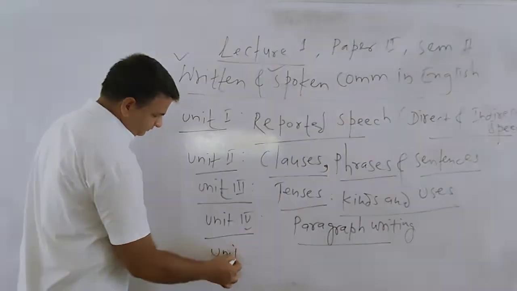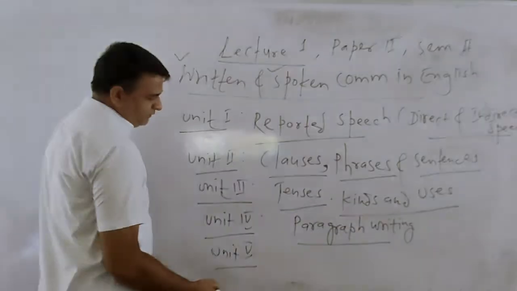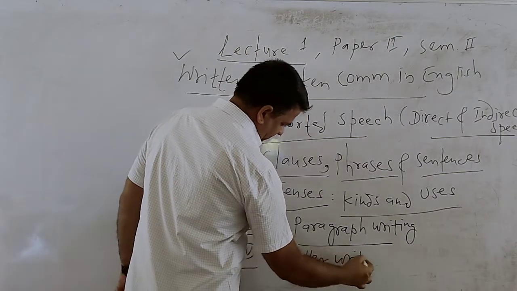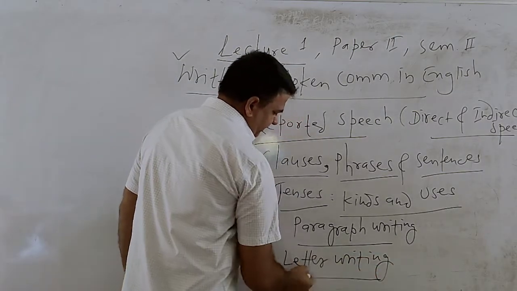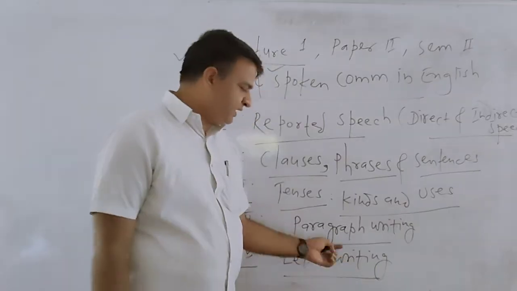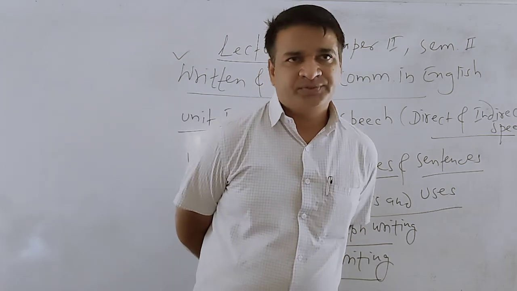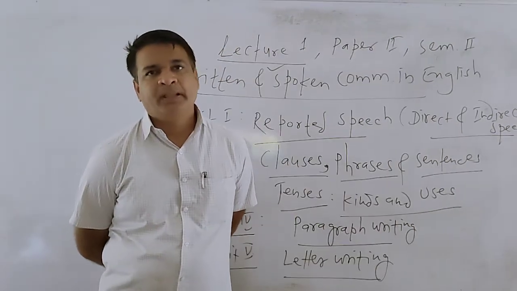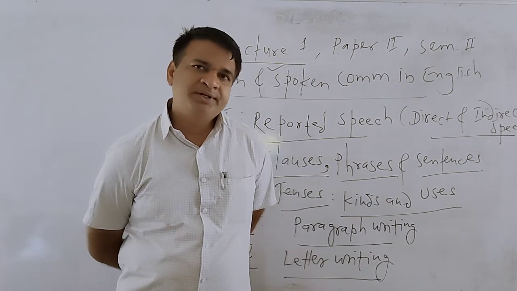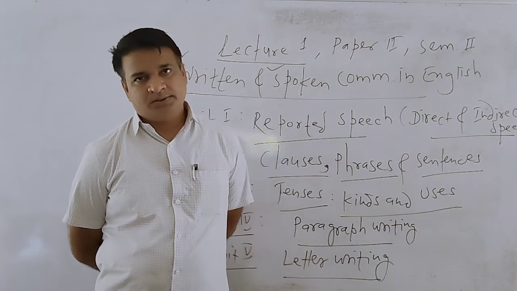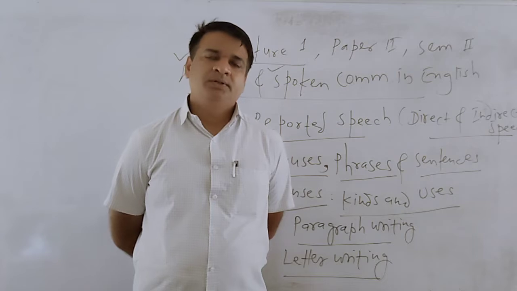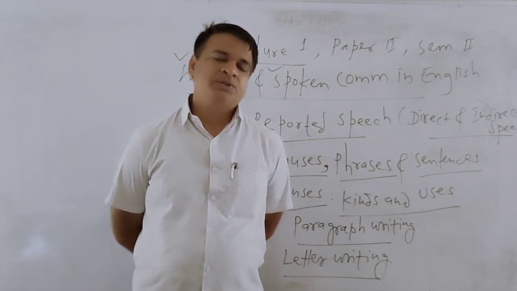Then we have the unit 5 on letterhead. Dear friends, from the 5th standard we are studying letters, which are of two types: personal letters and official letters, or formal letters and informal letters. But we are only talking here about formal letters or official letters.